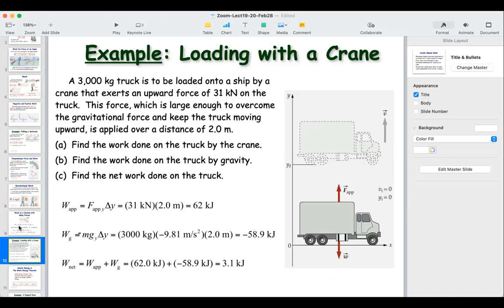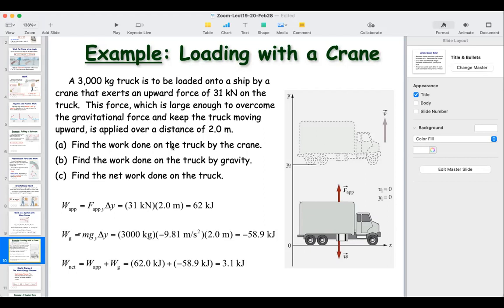Okay. So let's do another example. So maybe the things will become more clear. We have a 3,000 kilogram truck that is to be loaded onto a ship by a crane that exerts an upward force of 31 kilonewton on the truck. This force, which is large enough to overcome the gravitational force and keep the truck moving upward, is applied over a distance of 2 meters. Find the work done on the truck by the crane.